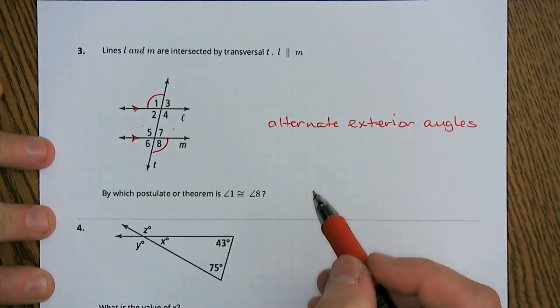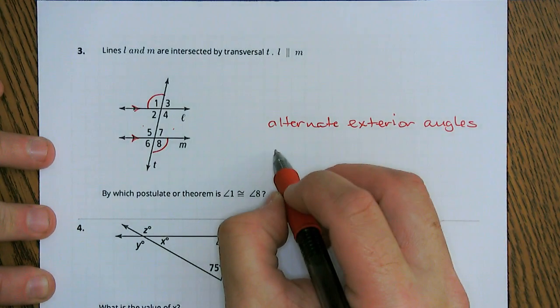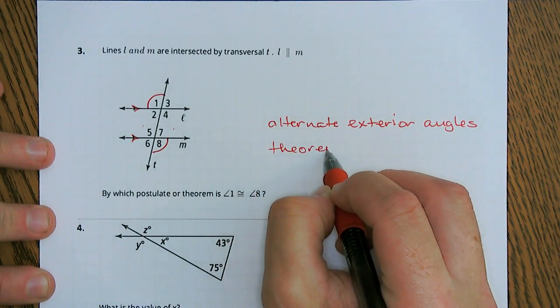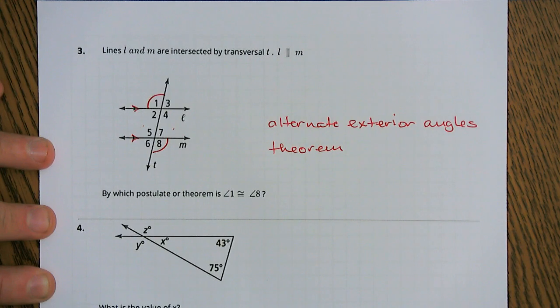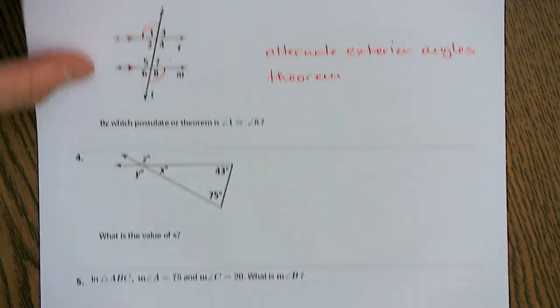Okay, so this would be our alternate exterior angle theorem. That tells us that angles 1 and 8 are congruent. Let's take a look at number 4.